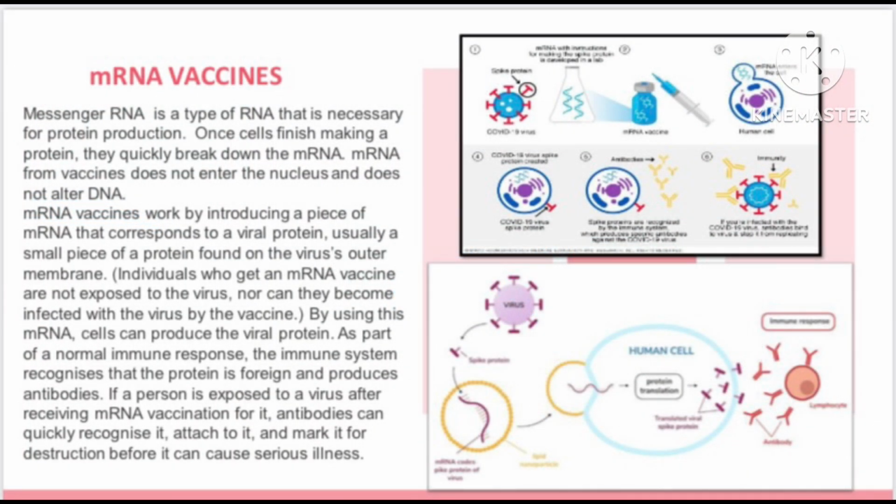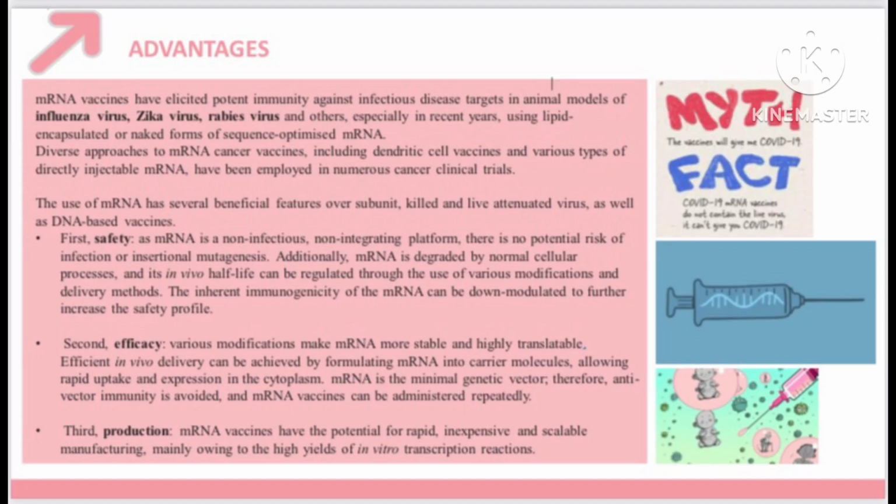mRNA vaccines. mRNA vaccines work by introducing a piece of mRNA that corresponds to a viral protein, which the cell can use to produce the viral protein. The immune system recognizes the protein as foreign and produces antibodies. In case of future exposure to the virus, antibodies recognize and destroy it.